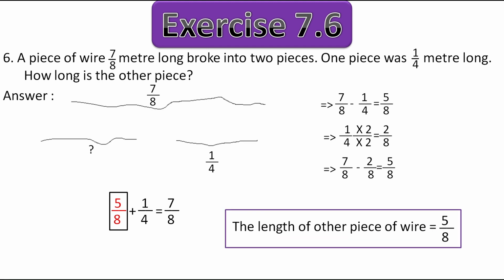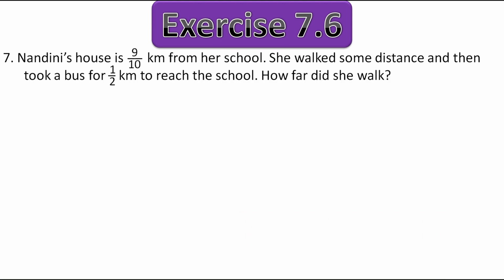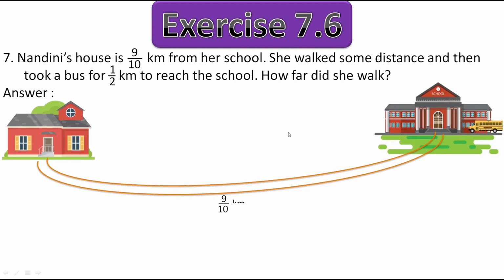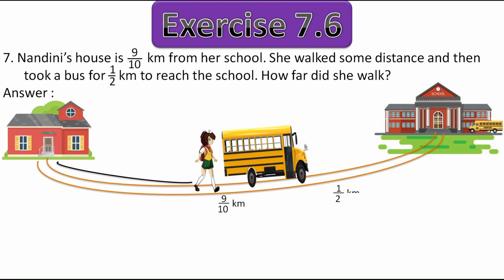Okay. Now let's move to the next question, that is the 7th one. Nandini's house is 9 upon 10 kilometer from her school. She walked some distance and then took a bus for half kilometer to reach the school. How far did she walk? Okay. So let's first understand this question. Here this is Nandini's house and here her school is. And the distance between them is 9 upon 10 kilometer. She walked for some distance and then she took a bus to go to school for half kilometer.